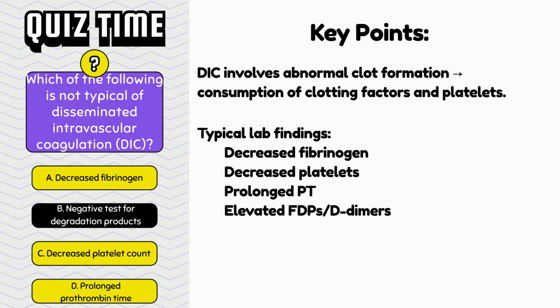Summary. In DIC, you would expect to see decreased fibrinogen, decreased platelets, prolonged PT, and elevated fibrin degradation products such as D-dimers. Therefore, B, negative test for degradation products, is the correct answer, as it is not characteristic of DIC.